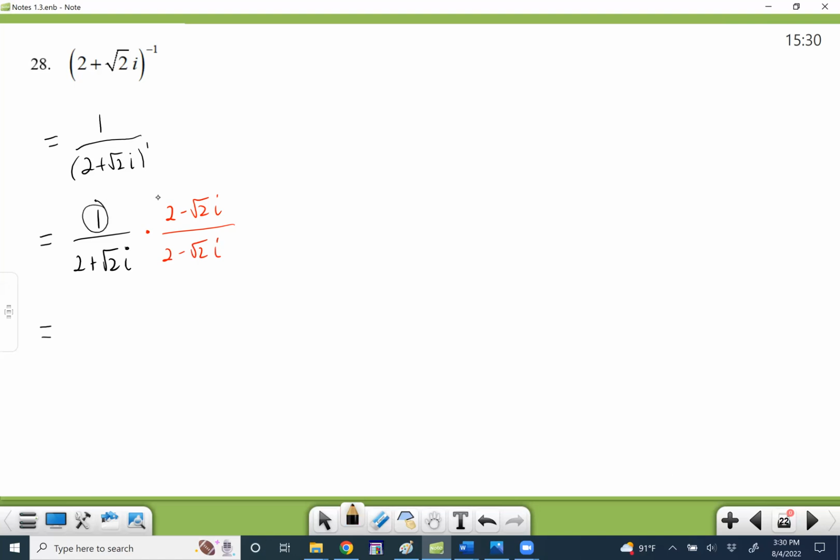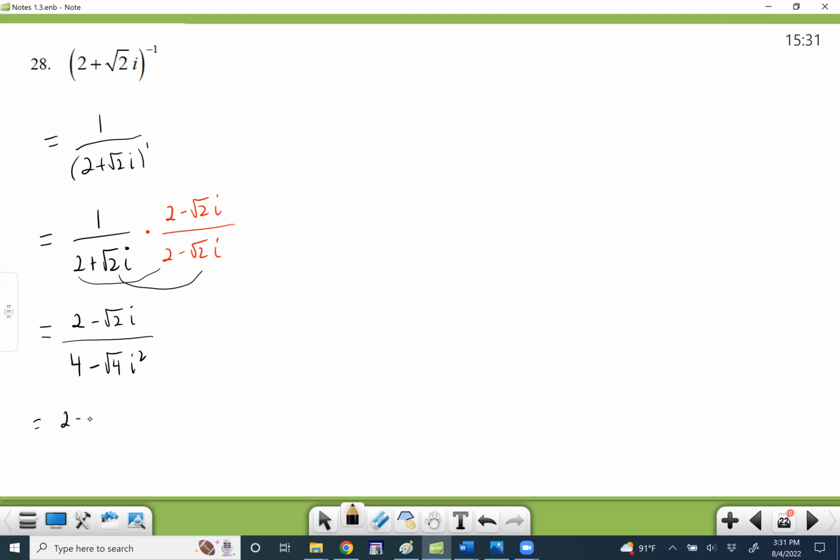One times anything keeps it the same, right? Doesn't change it. So I'm just going to write it down exactly the same. And since these are conjugates, we only have to do the first, fourth, and the last. So that's going to be a positive times a negative. So it's negative. Root 2 times root 2 is root 4. And i times i is i squared. Right.